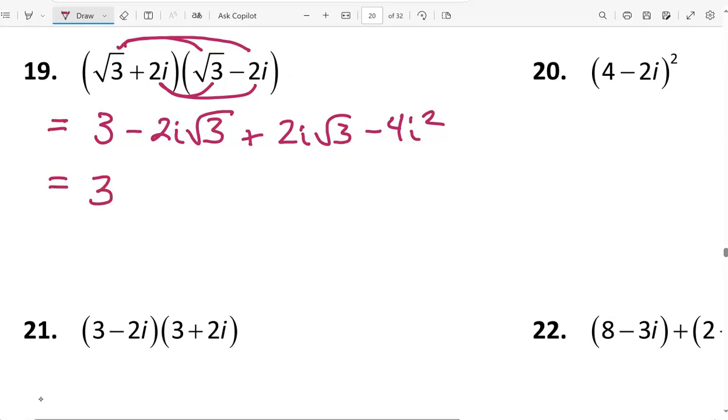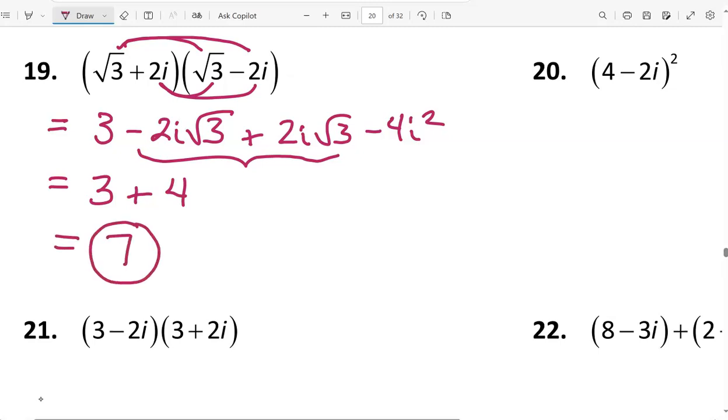So what we'll notice here is that these two terms add to 0, and negative 4i squared is the same as positive 4 because i squared is equal to negative 1. That gives us a pure real result of 7.